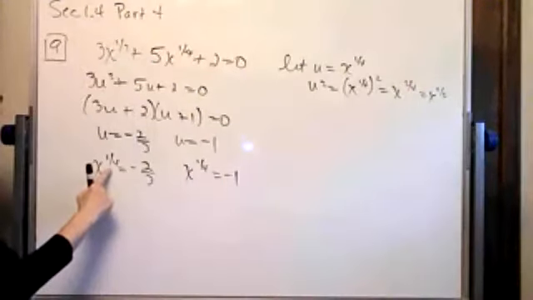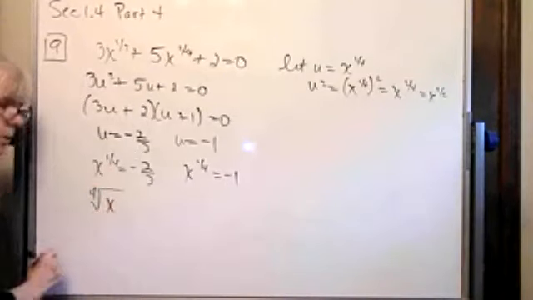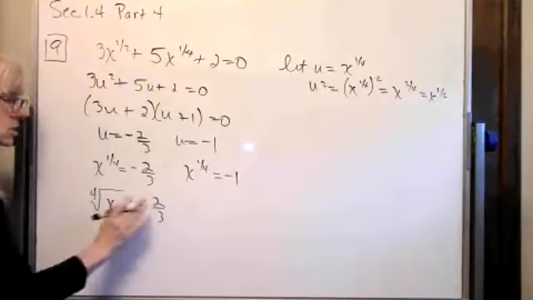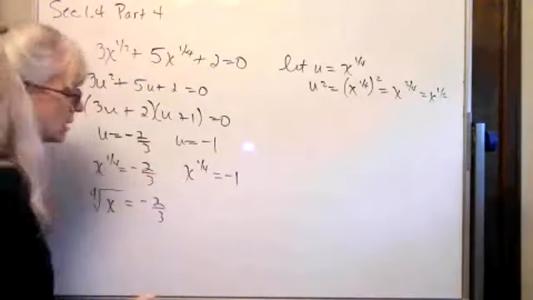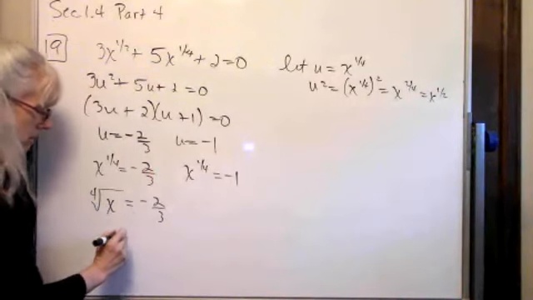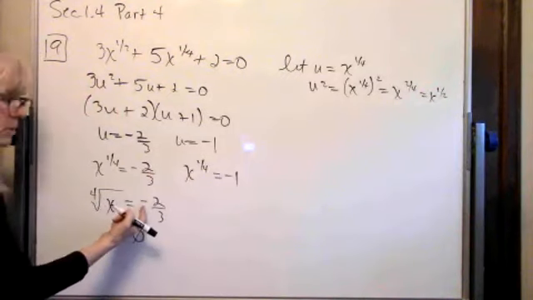But we need to reinterpret this. That 1/4, if you remember from the first part, is a 4th root of x. That's equal to negative 2/3. Now I haven't done anything to solve it. I've just translated it. Well, this is saying the fourth root of something is equal to a negative. That doesn't work. So this one's a no solution. This does not work. I can't take the fourth root and end up with a negative answer.